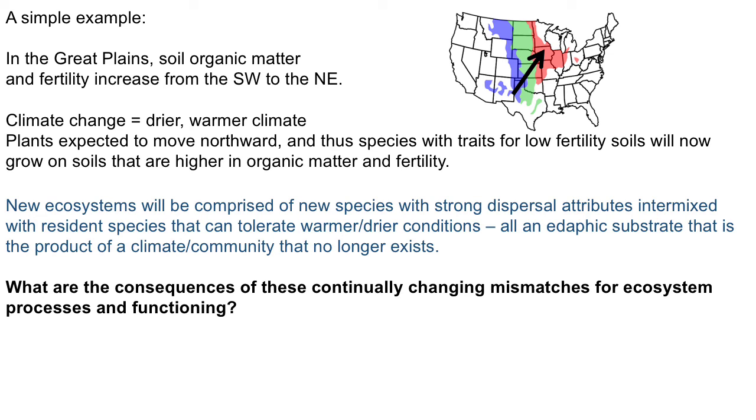So these new ecosystems will be comprised of this interesting mix of new species that came from the south, that had strong dispersal characteristics, along with the resident species that already existed in this part of the world and can already tolerate those warmer and drier conditions. And all these are going to be growing on a substrate that's the product of the past, not the product of the present. So what the consequences are of these continually changing mismatches, I think, is the real knowledge gap that we need to try and fill.